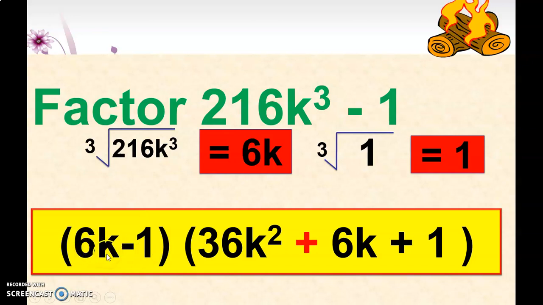So, 6k times 6k is 36k squared. Tapos, product ng dalawa. 6k times 1 is 6k. Positive ulit ang gitna. Then, negative 1 times negative 1 is positive 1. So, ito na po yung factored form.